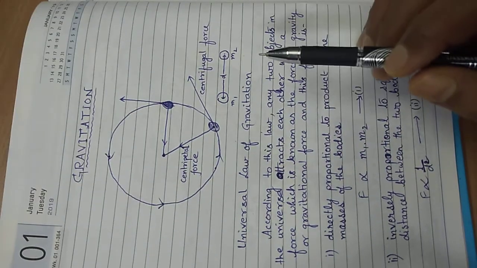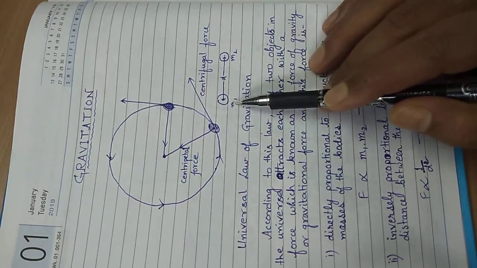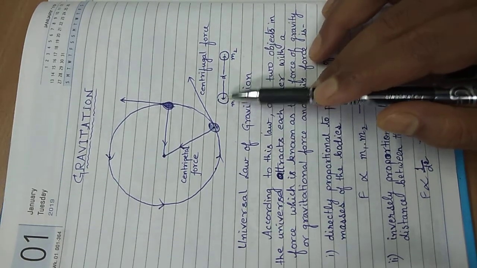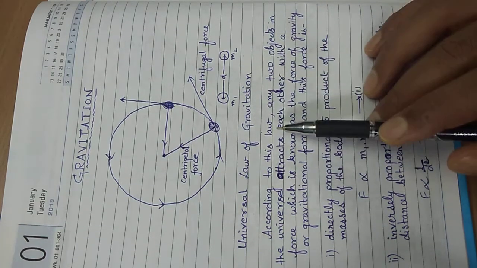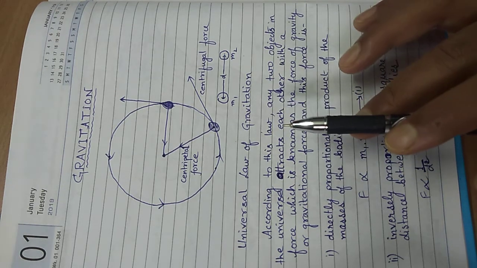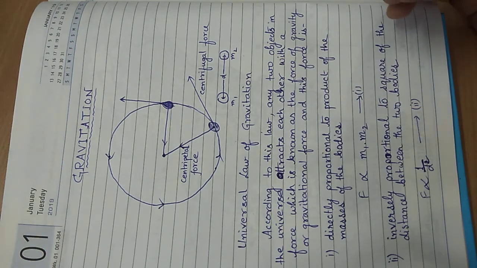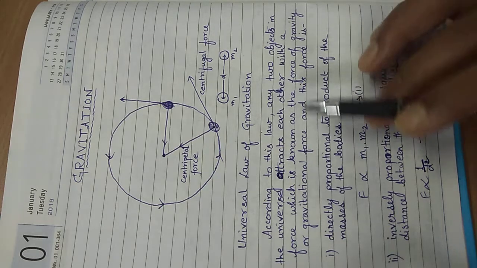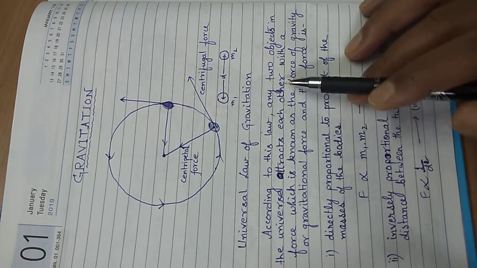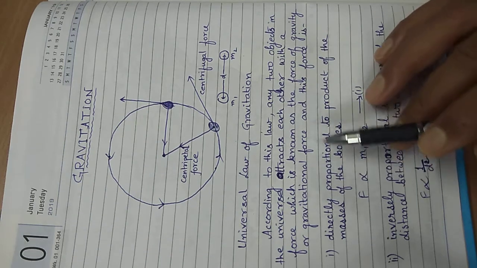According to the universal law of gravitation, let us say there are two bodies having masses m1 and m2, separated by a distance d. This distance d is measured from center to center of both bodies. According to this law, any two objects in the universe, it can be two pencils lying across a distance, a desk and a bench, two persons, or two heavenly objects, attract each other with a force known as the force of gravity or gravitational force.